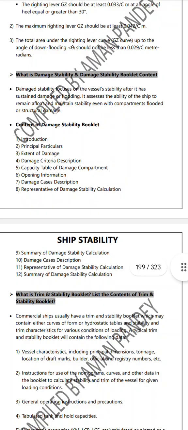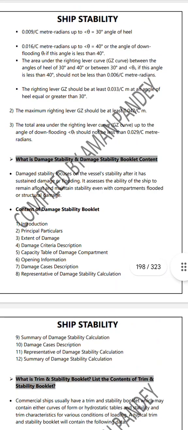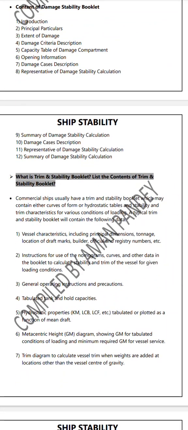Damage stability booklet: damage cases description, damage compartment capacity, compartment openings, damage table and damage calculation, and extent of damage, representative of damage stability calculation, and damage criteria description.